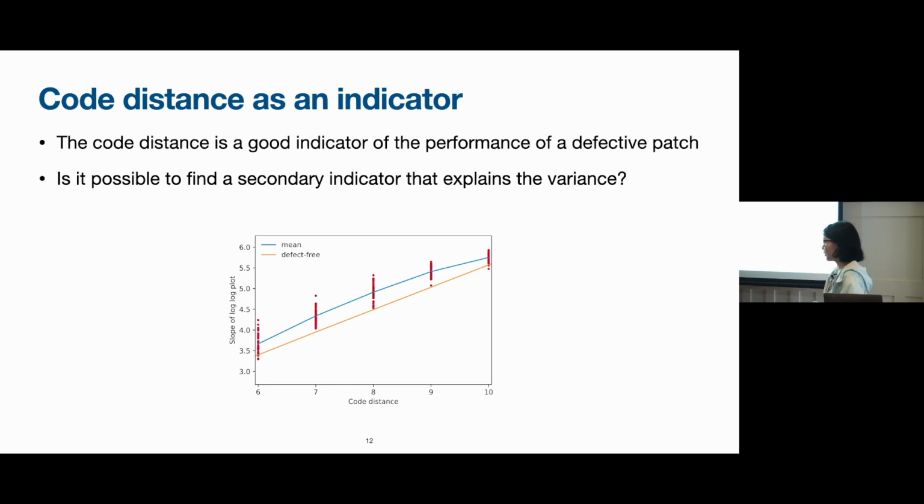So we were sampling a bunch of random defect distributions, and then seeing the code distance that it results in. Then we plot the slope that I mentioned before against the code distance, and we found that, although there is some variance, the code distance is a pretty good indicator. But then we also wondered whether it's possible to find a second indicator that could help us explain the variance.